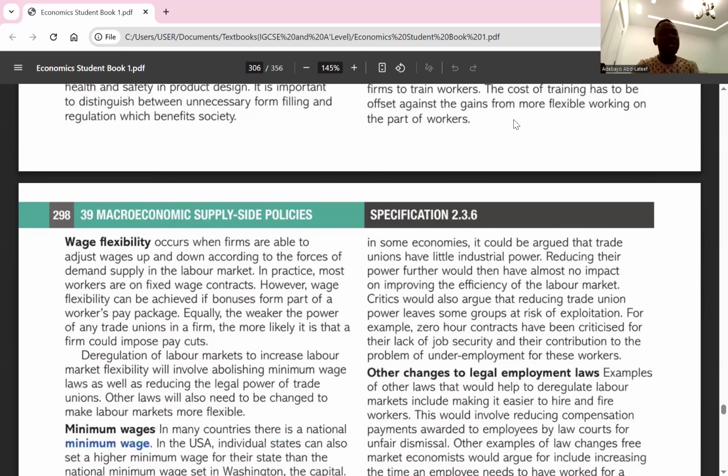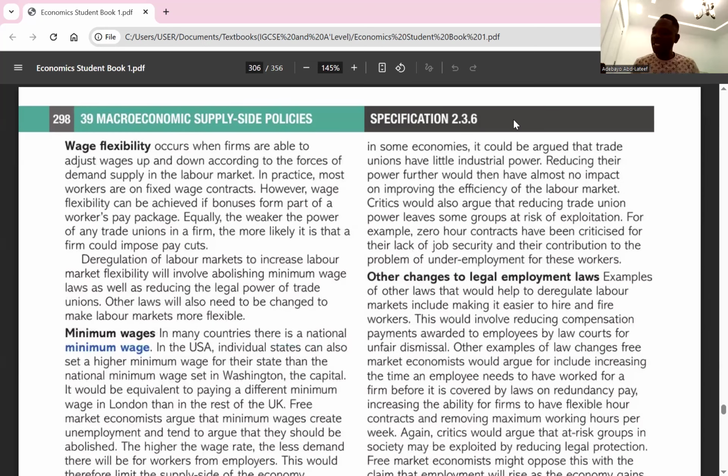The next one is wage flexibility. For wage flexibility, this occurs when firms are able to adjust wages up and down according to the forces of demand and supply in the labor market. So the ability of firms to adjust wages, to increase or reduce wages based on the demand for and the supply of labor in the market. If demand for labor is increasing, they increase the wages. If the supply of labor is increasing in the market, they reduce the wages. That is what wage flexibility is about. Is it clear? Yes, sir.